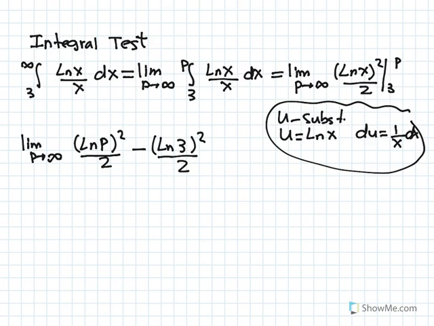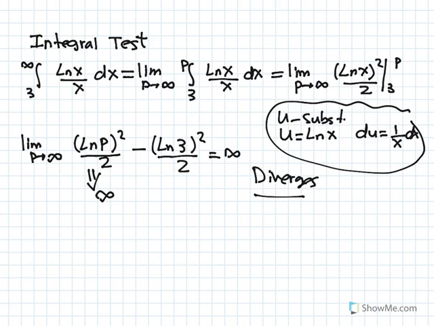Well, clearly log x is an increasing function of x, and log x squared is also an increasing function of x. So the limit as p approaches infinity of (log p)^2 divided by 2 goes to infinity. And so that means the improper integral diverges. So let's label that as diverges.